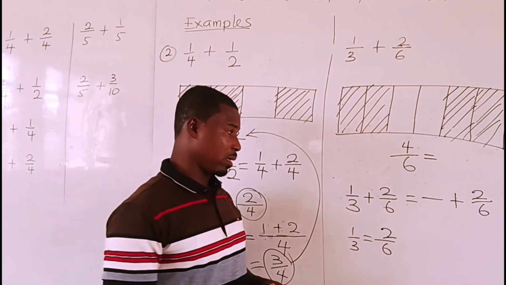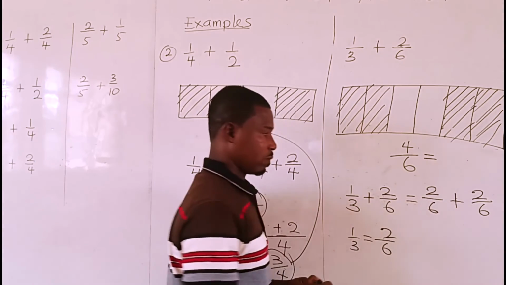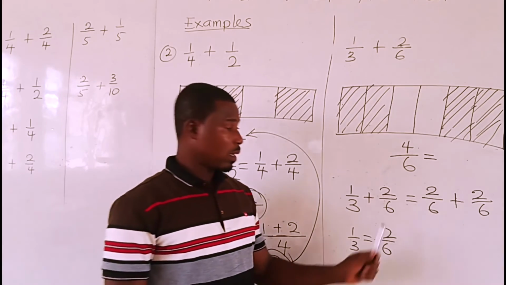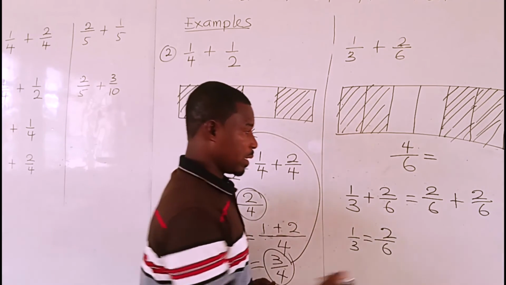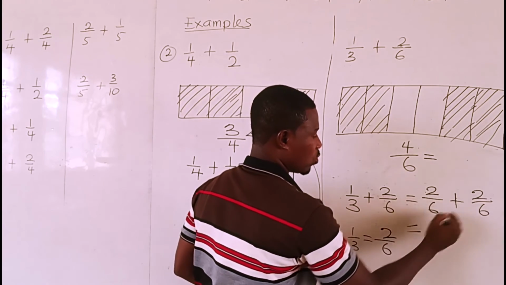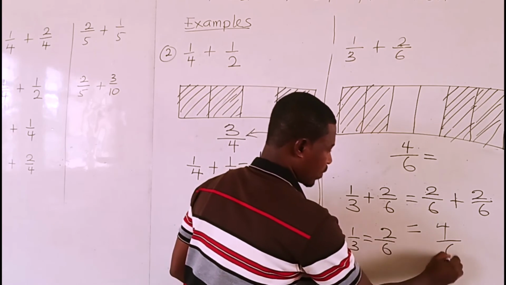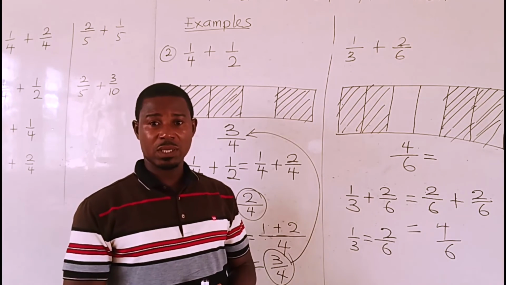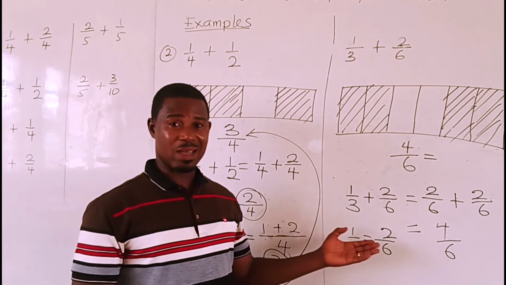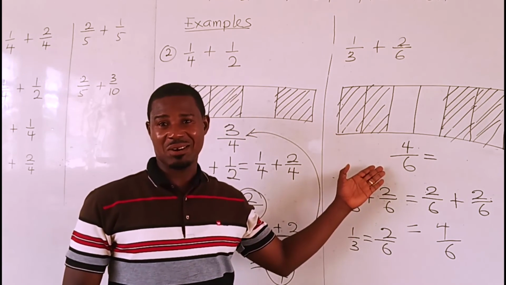So let's move on and add it here. This is our new fraction here, and so we can go ahead and add. We have 2 plus 2 will give us 4, all out of 6. So you see, our mathematics has given us the same answer as our diagram.